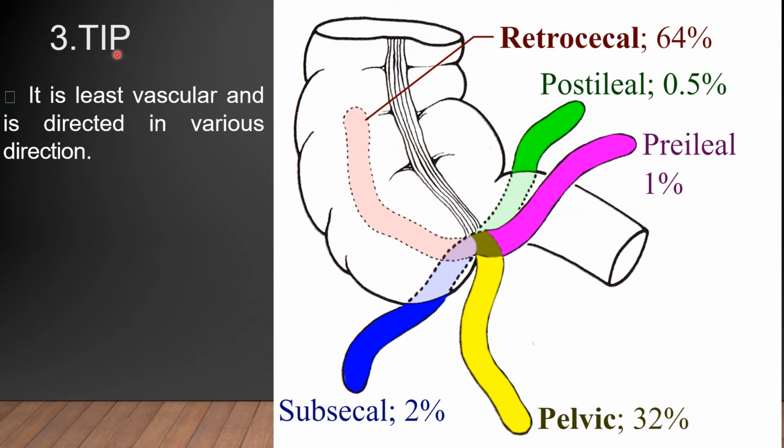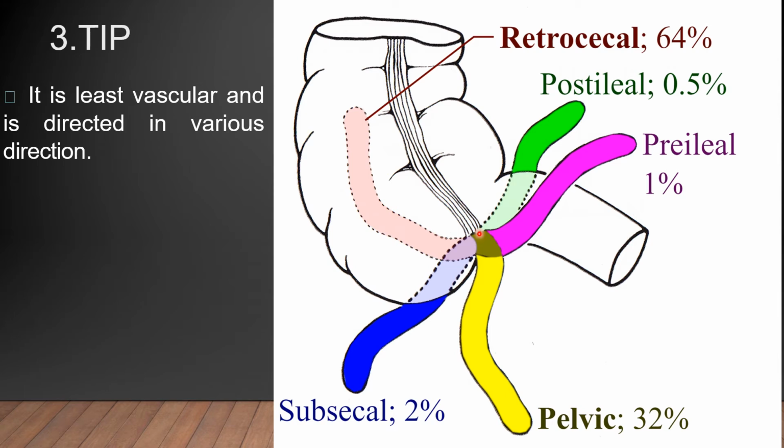Third part is the tip. It is the least vascular and is directed in various directions. This is the blind tip of appendix. This is the body of appendix and this is the base with the opening in the cecum.